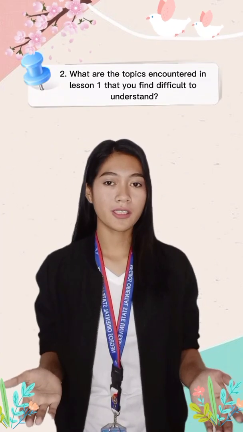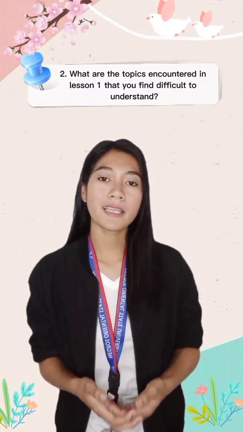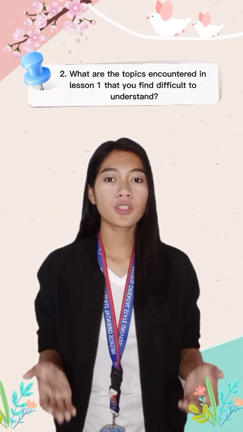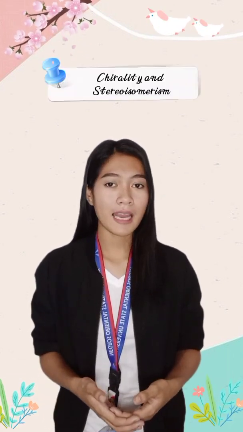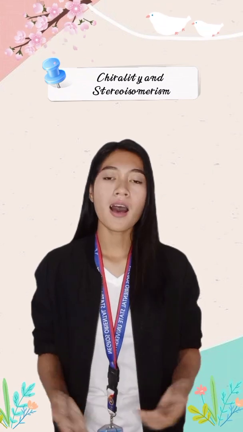Number 2 question is, what are the topics encountered in lesson 1 that you find difficult to understand? The topics that I found in lesson 1 that are difficult to understand are chirality and stereoisomerism. I found this topic difficult because you need to understand first the concept of spatial arrangement to understand stereoisomerism and chirality.